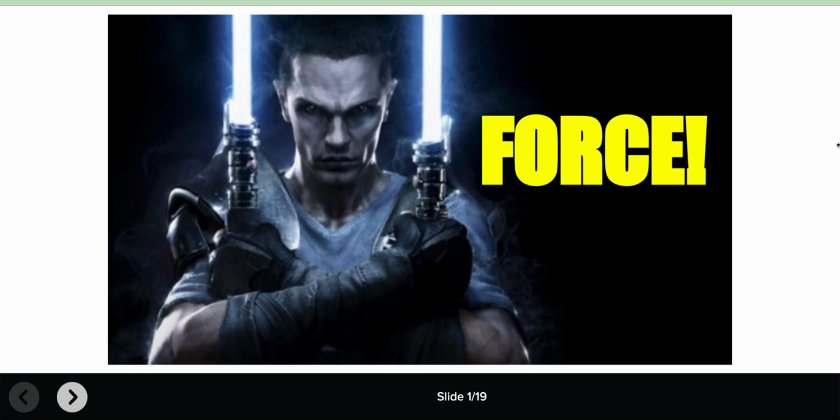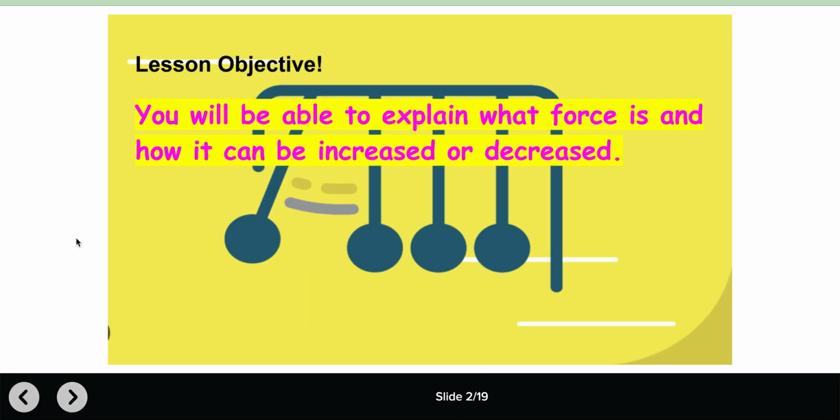Today we're starting our brand new unit on Force. Since we're talking about Force, I had to bring up Star Wars, and that is my little background right here. After today you're going to be able to explain what force is and how you can increase or decrease the amount of force being applied.